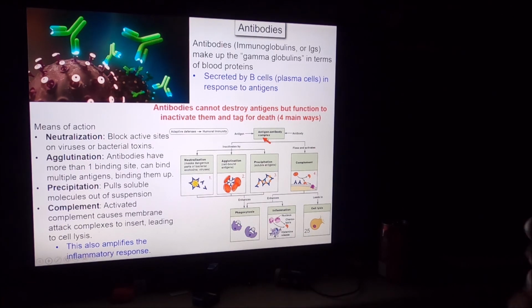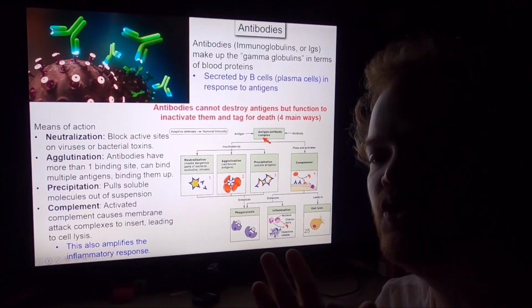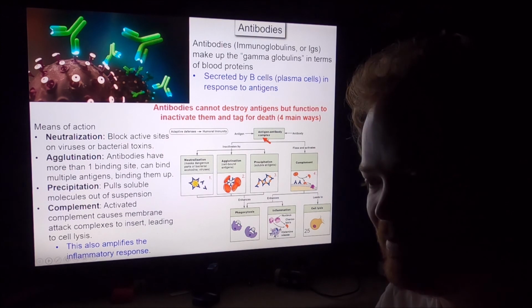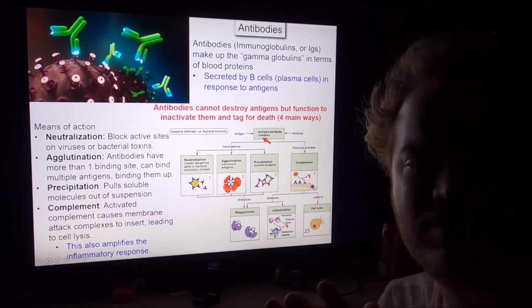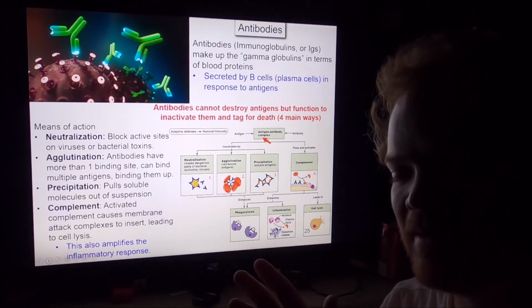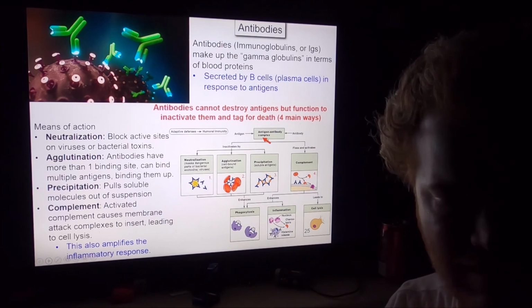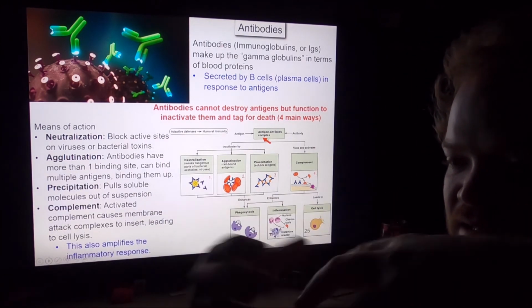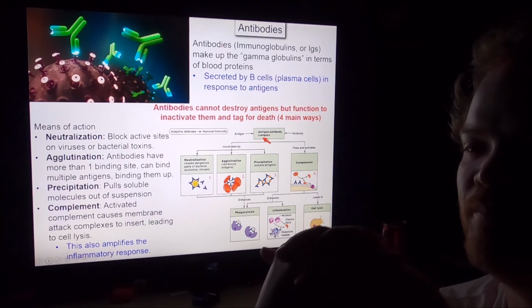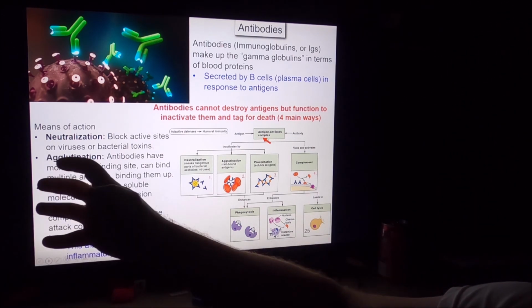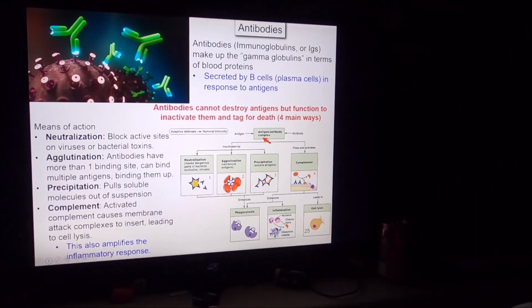Agglutination, so antibodies can often have 2 or more binding sites. I mean, you got some antibodies that can bind up to 50 different molecules, and what will happen is, if they come into contact with lots of these molecules, they'll just all bind in together and form a huge mass. Agglutination, binding up, and then a big white blood cell like a macrophage can come in and deal with whatever's there.